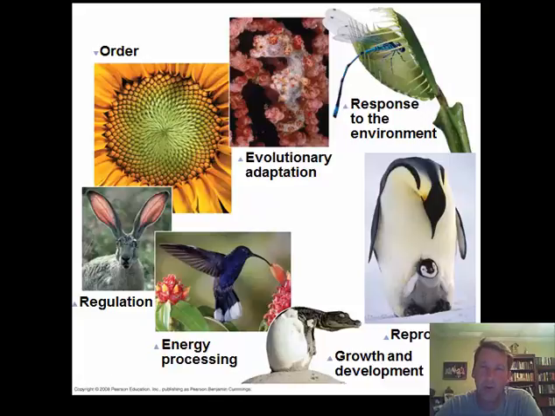The next is growth and development. All living things grow and develop. Energy processing is metabolism. Everything has to utilize some of that energy that we talked about earlier. Respond to the environment. Everything from plants to animals to fungi have to respond to the environment, whether it's just dropping leaves in the winter for deciduous trees or whatever. That's a response to the environment.